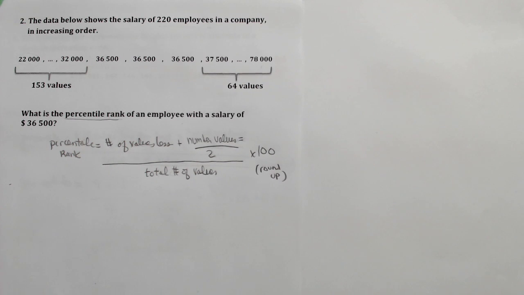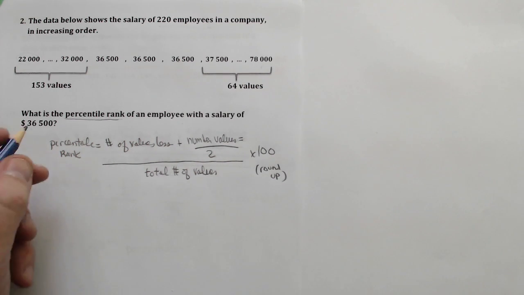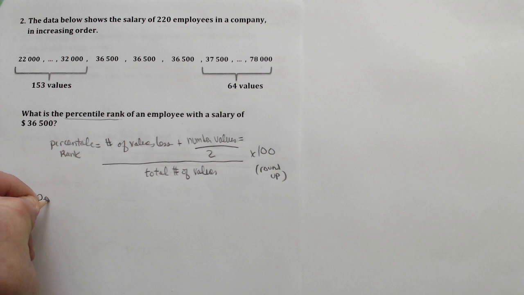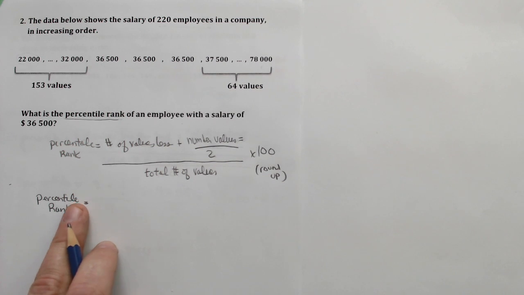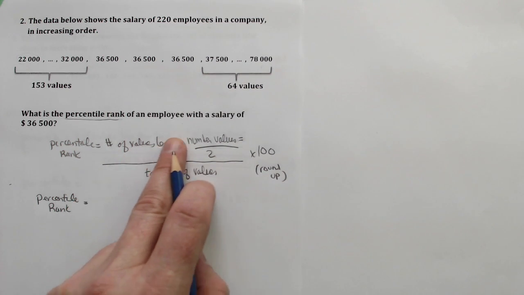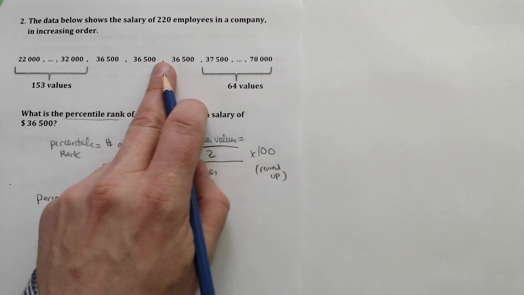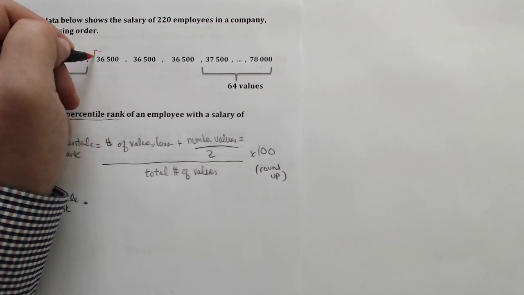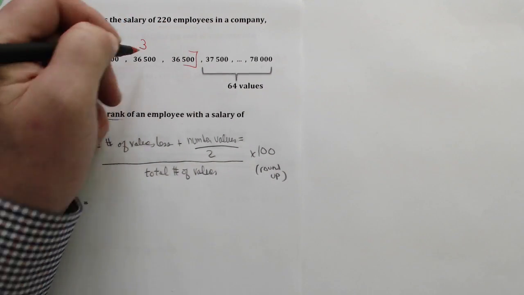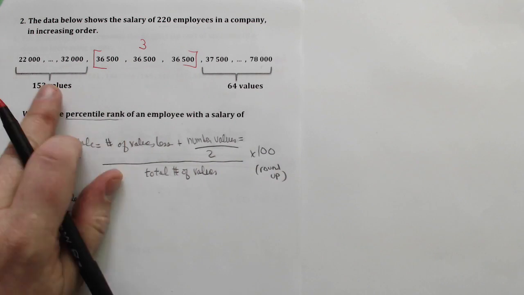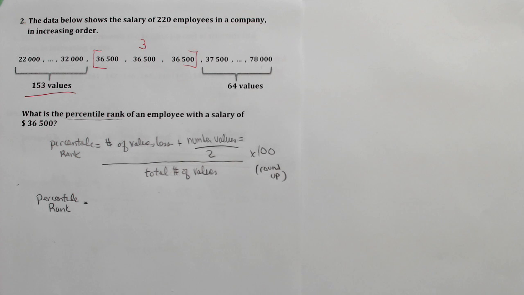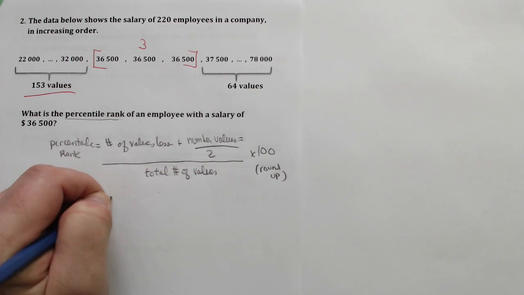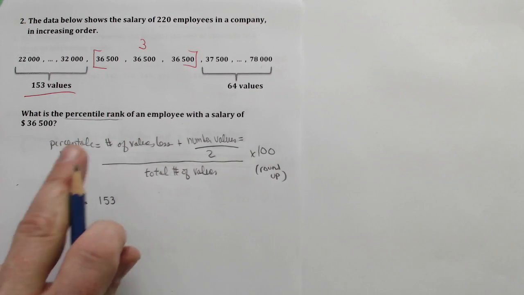So we're going to move straight over to calculation land over here, and we'll say, hey, our percentile rank, or our PR, is equal to the number of values less than 36,500. So here's our 36,500s right over here, and we can see there's 3 of those. But the numbers less are all these guys over here. So they've kind of grouped them and counted them for us. They've done the work, right? So 153, really easy number to see. So that's this part of the formula.